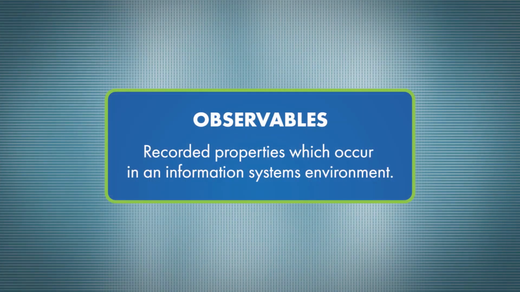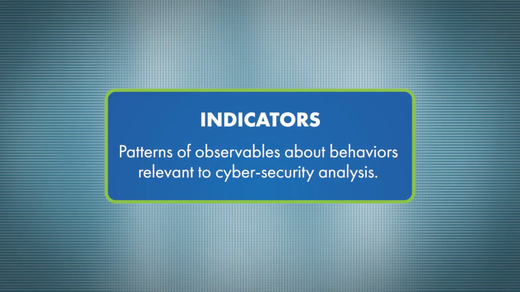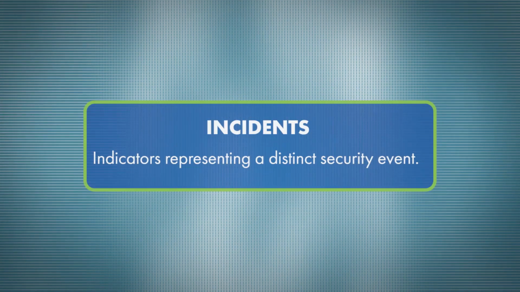The architecture is based on 9 concepts of how they relate to each other. Observables, which are recorded properties which occur in an information systems environment. An example might include the value of a registry key. Indicators refer to patterns of observables about behaviors relevant to cybersecurity analysis. Incidents are indicators representing a distinct security event. A complete definition of the incident includes a description of indicators along with timing, affected assets, and impact.